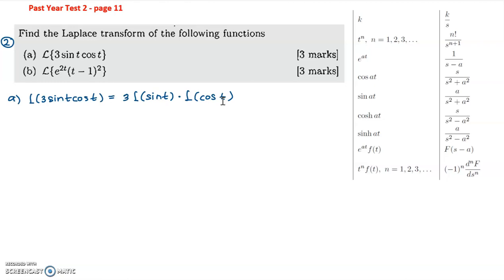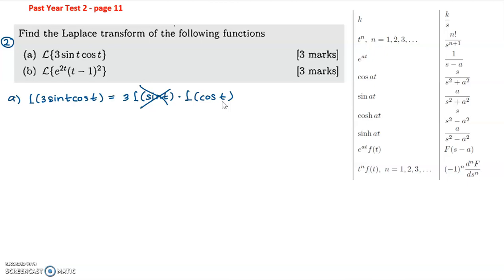If you have sine t minus cos 2t, for example, then yes, you can separate into two Laplace transforms, Laplace of sine t minus Laplace of cos t. But if you have division or multiplication, then it cannot simply be Laplace of the first function times the Laplace of the second function. So it cannot be done this way. This is not the right step to do.